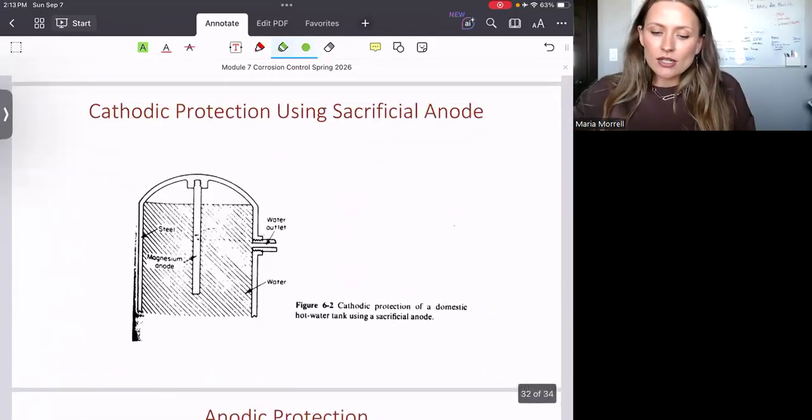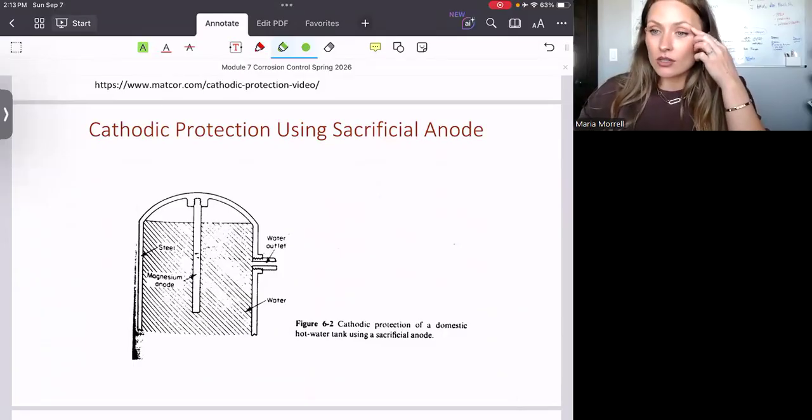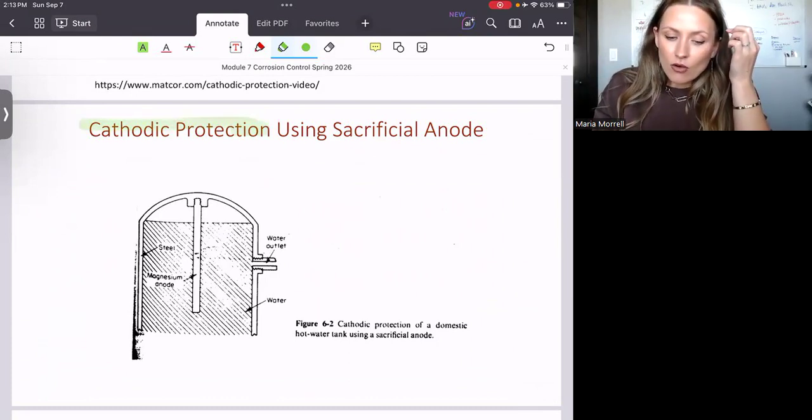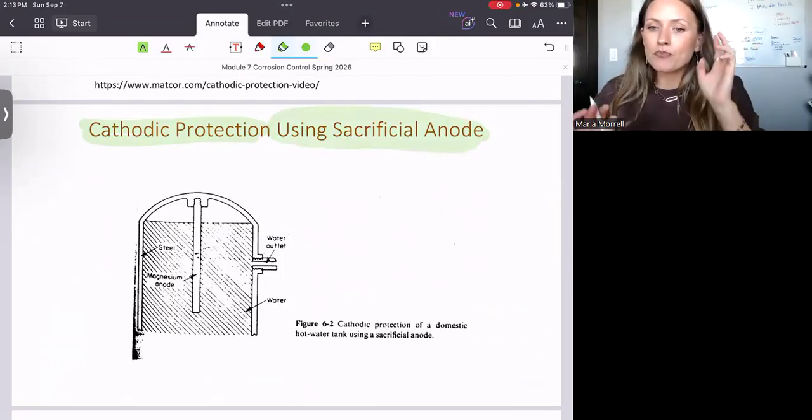And to give you an example, I'm going to give you an example of a domestic hot water heater, right? They all use a sacrificial anode. So this is going to be a cathodic protection using a sacrificial anode, an extremely common technique.